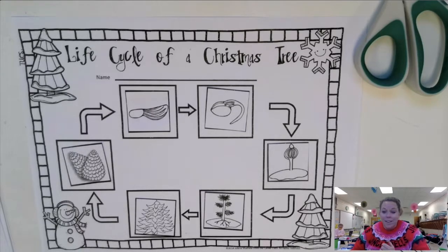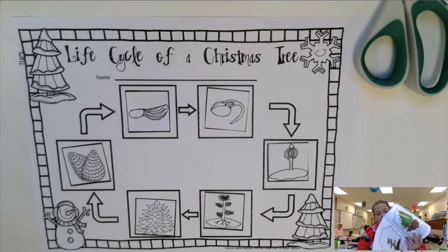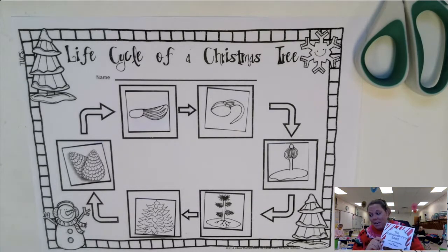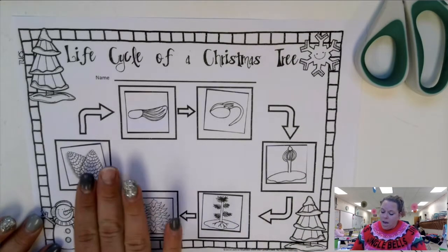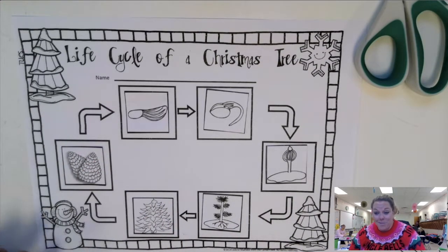I would also love it if you'd go back and re-listen to your story from today, The Extraordinary Seed. By doing that, you are going to be giving yourself a heads up on your life cycle and just helping your brain to remember.